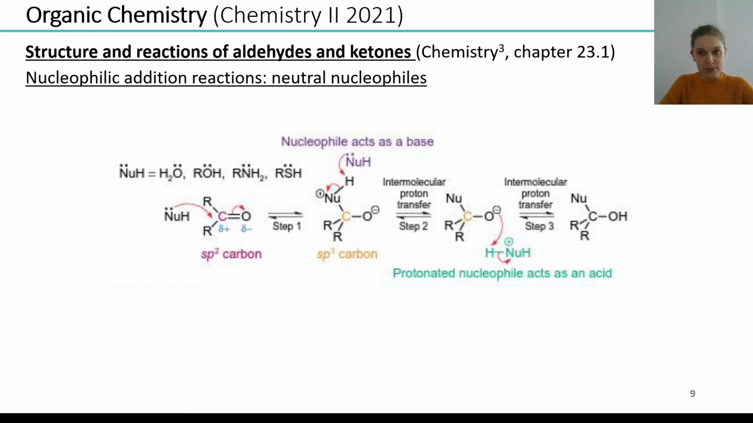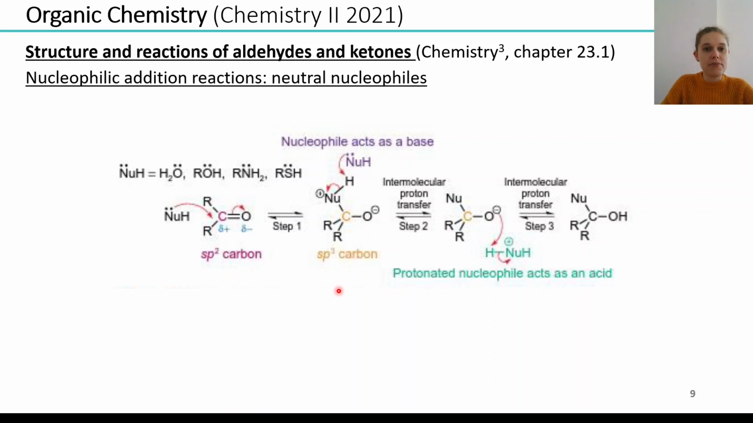So the nucleophile can also be neutral, and for example, a neutral nucleophile is then water or alcohol or also a primary amine or a thiol. In this case, the nucleophile contains at least one hydrogen atom which is bonded to a heteroatom. And then, in the first step, the nucleophile attacks the carbon of the carbonyl group, and the formed intermediate contains now both a positive and a negative charge. And this nucleophilic attack is again on the sp2 hybridized carbon atom of the carbon-oxygen double bond.